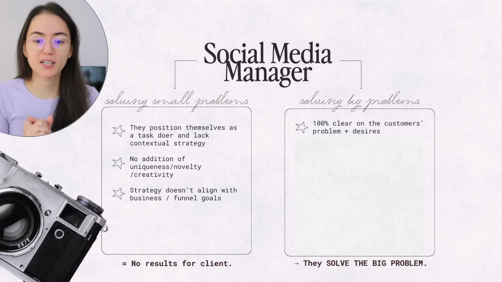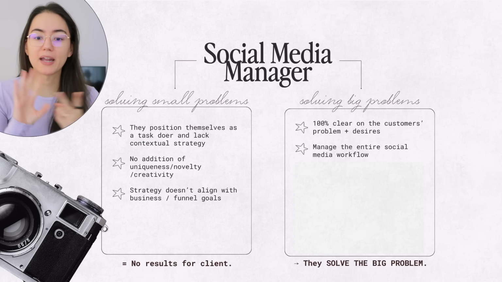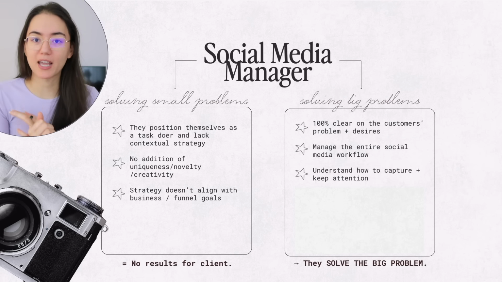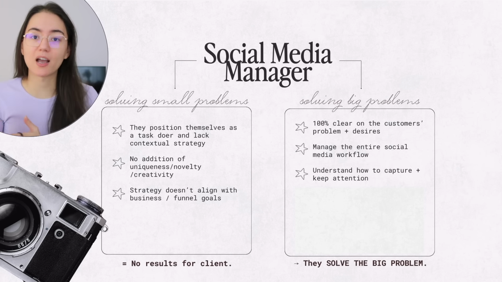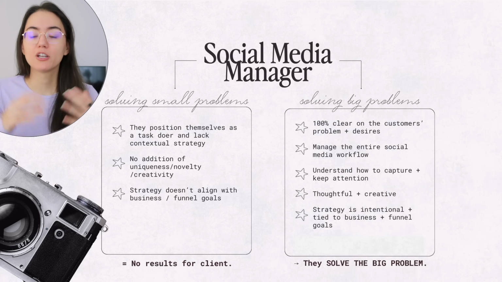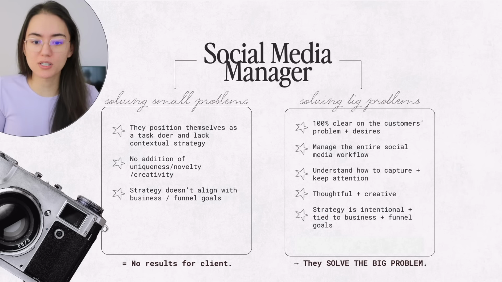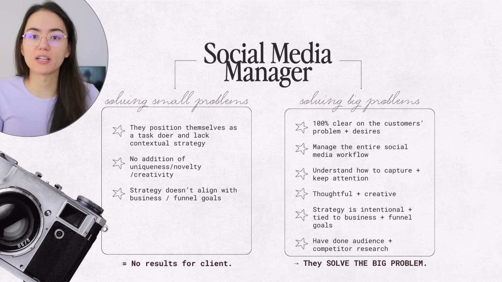So how could you do it in a way that does solve big problems? You get 100% clear on the customer's problems and desires. You manage the entire workflow. You understand how to capture and keep attention. You're always up to date on what's working currently because social media moves so fast. You're thoughtful, you're creative, your strategy is intentional and tied to the business and funnel goals, the client goals as well probably, and you've done extensive audience competitor research.